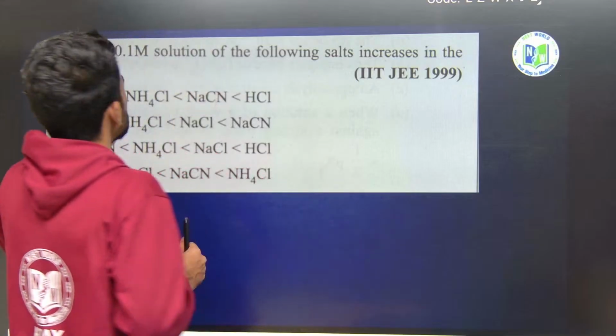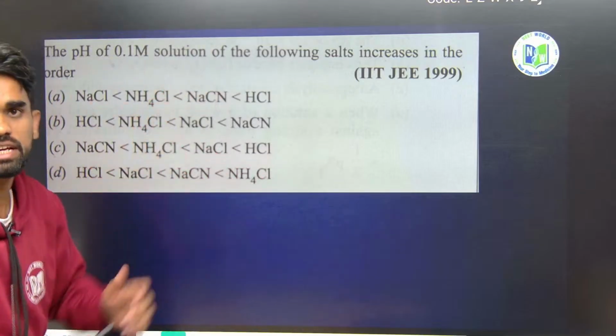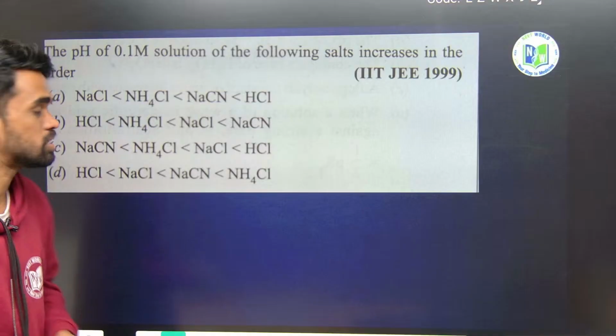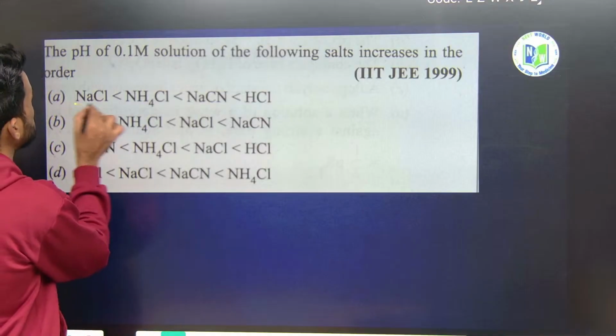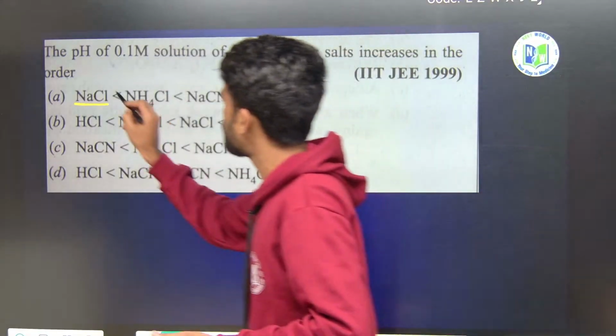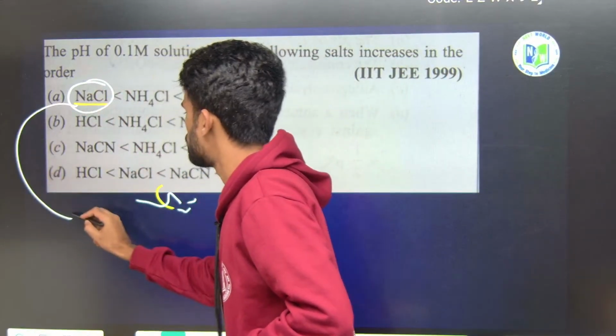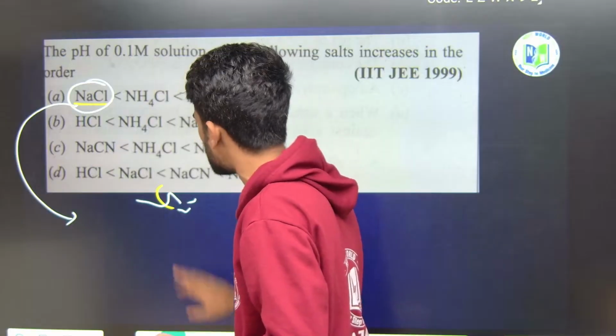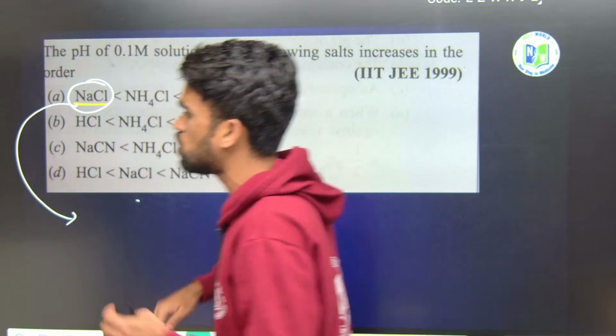The question says we need to find the pH for the given salt solutions. We have NaCl, the salt formed from a strong acid as well as a strong base. Therefore, the resultant solution after hydrolysis is neutral only, because it won't undergo hydrolysis.